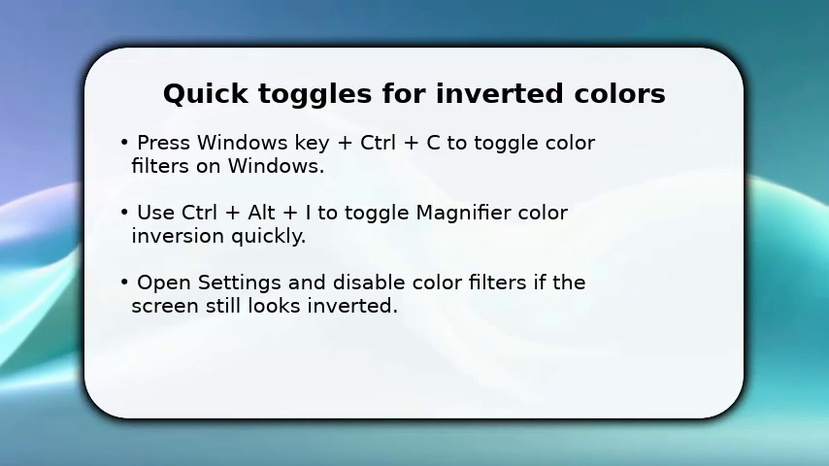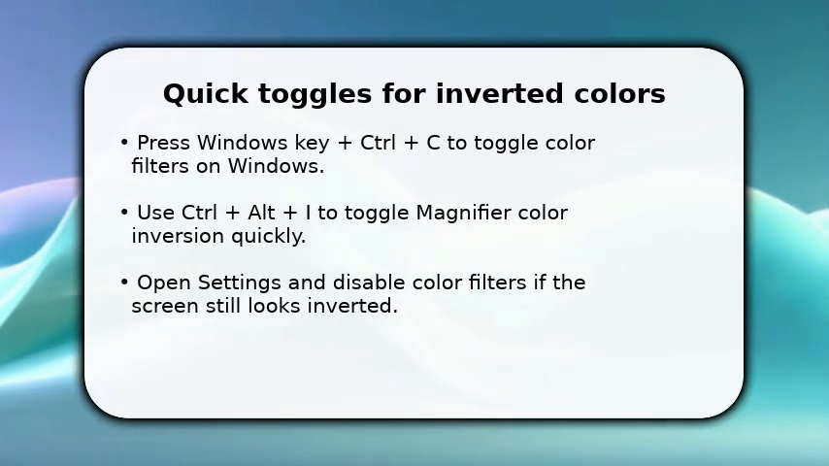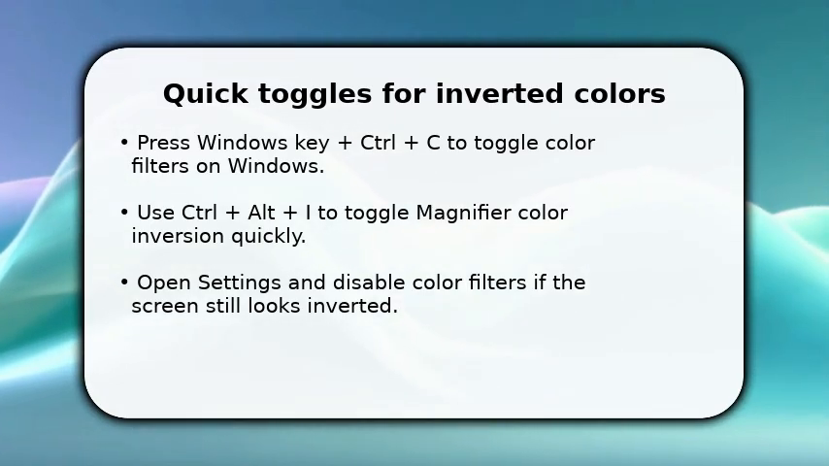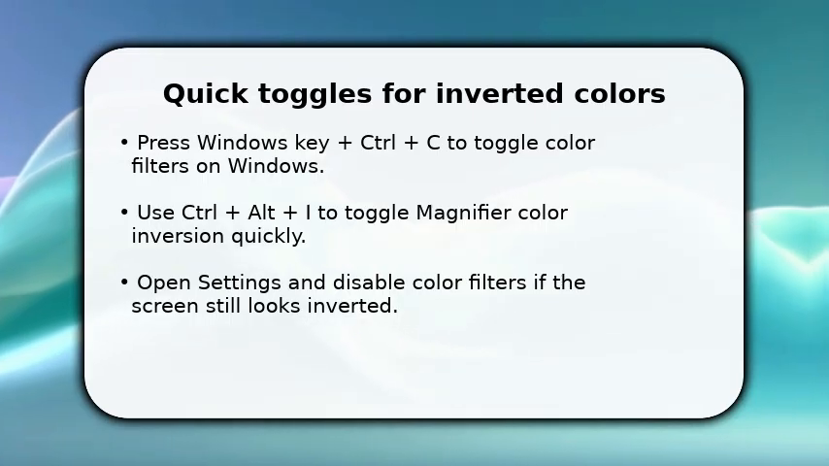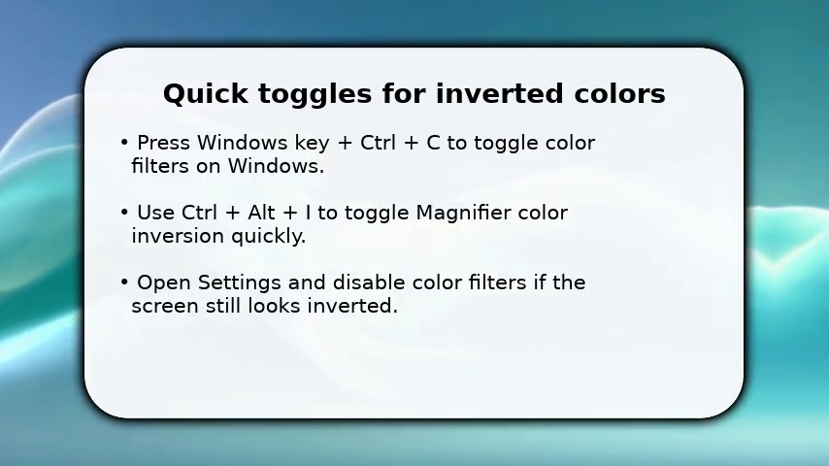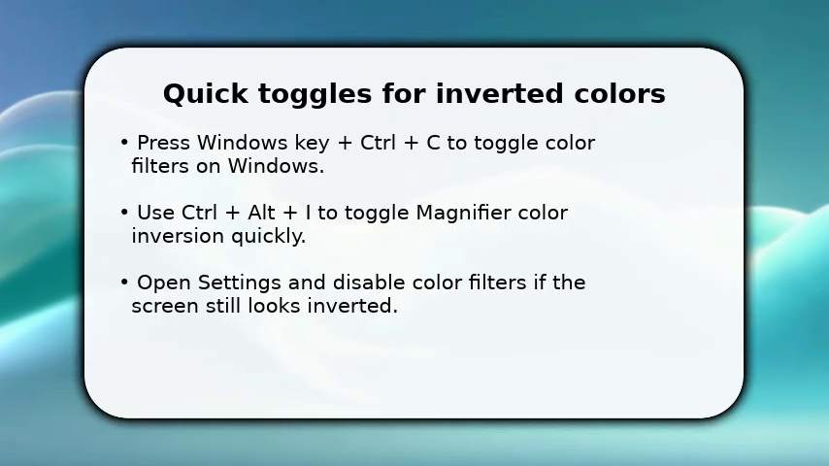Enjoy the video. Start with quick toggles that fix most inverted color problems fast. Press Windows key plus Control plus C to toggle color filters on Windows. If you enabled magnifier, press Control plus Alt plus I to invert colors back.